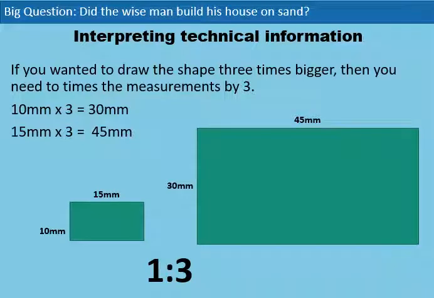If you wanted to draw this rectangle again, but you wanted to make it 3 times bigger, all you would need to do is times those original measurements by 3. So you'd be timesing 10 by 3, which gives you 30, and 15 by 3, which gives you 45. That means you have a rectangle which is 3 times bigger, and the measurements would be 30 millimeters by 45 millimeters.